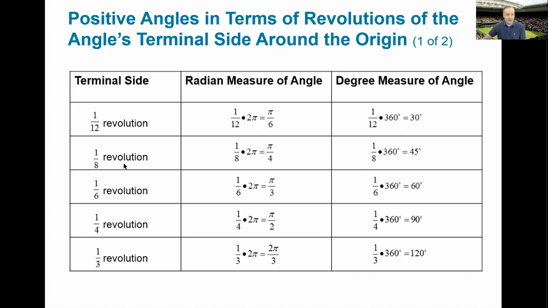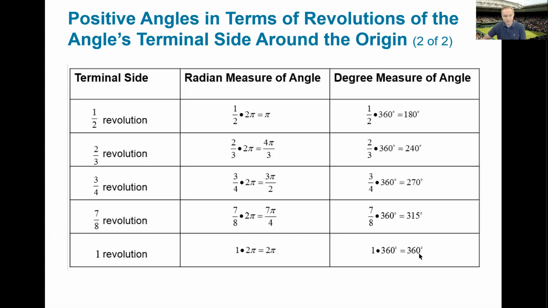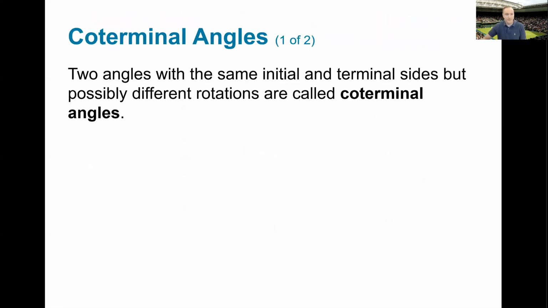Please notice I've done that with all of our common angles. An angle of pi over 4 or 45 degrees is 1/8 of a revolution. An angle of pi over 3 or 60 degrees is 1/6 of a revolution. Pi over 2 or 90 degrees is 1/4 of a revolution. And then if I wanted to say, well, what about 1/3 of a revolution? That'd be your 2 pi divided by 3, or 360 divided by 3, 120 degrees. And then I kept on going on up all the way to 1 revolution there, you can see.